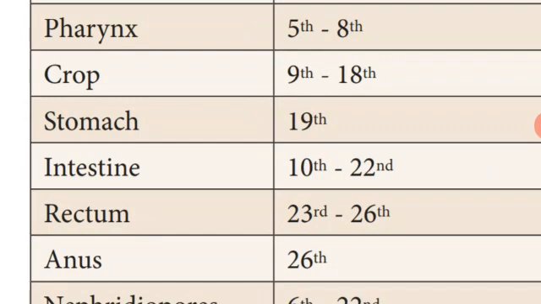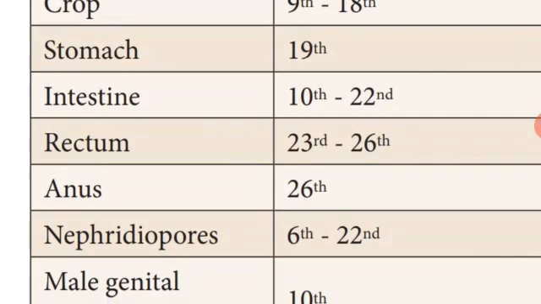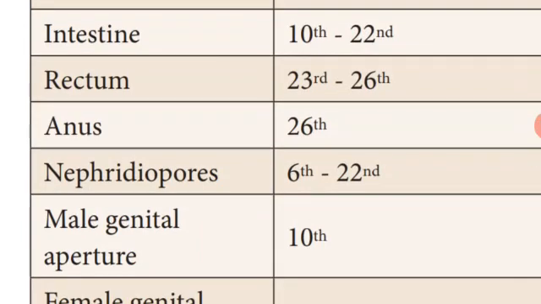That is wrongly printed. It says intestine 10 to 22nd, that is wrong, so you have to change it to 20th to 22nd segment. The rectum occupies the 23rd to 26th segment. And the anus is present on the 26th segment, on the dorsal portion of the animal.